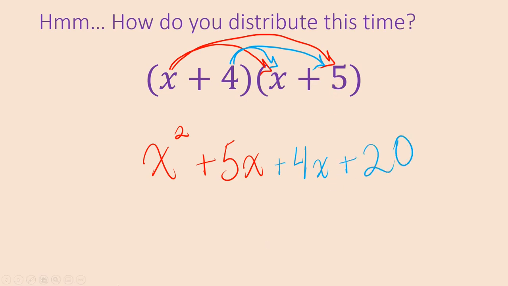And then this is almost done, but I see that I actually do have some like terms this time. I have 5x and 4x, so I can go ahead and combine those into 9x. But everything else stays the same. So x squared plus 9x plus 20.